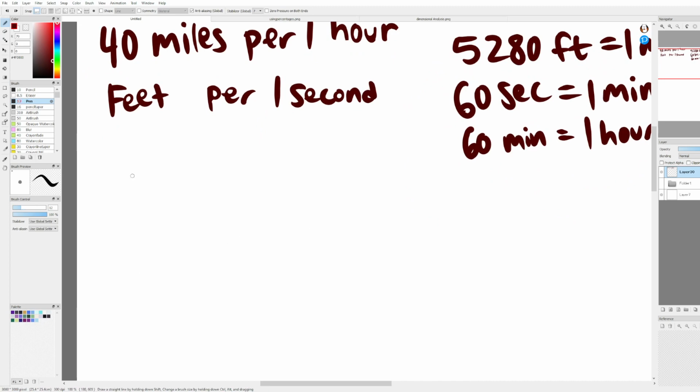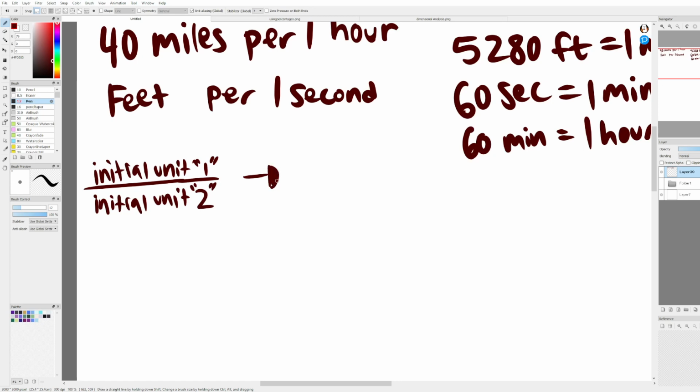So we have our initial unit 1 per initial unit 2. And we want to take our initial units to our desired units. So desired unit 1 and our desired unit 2.